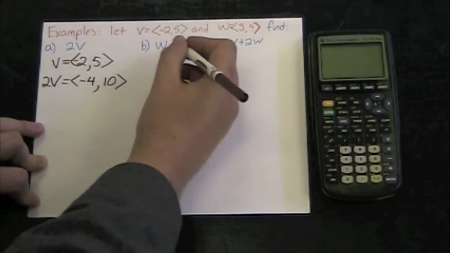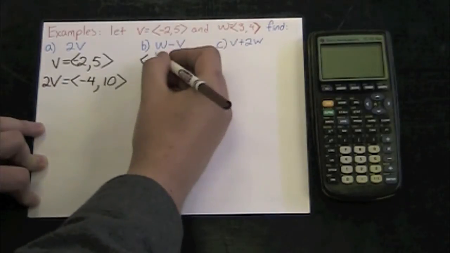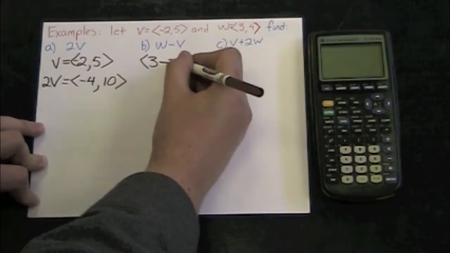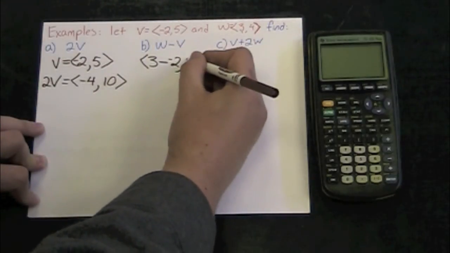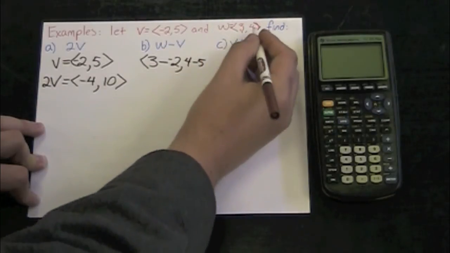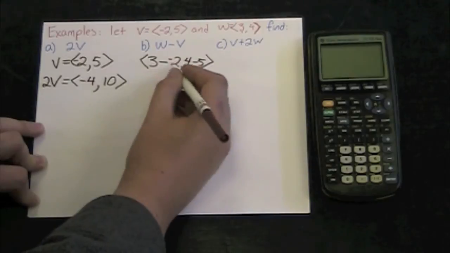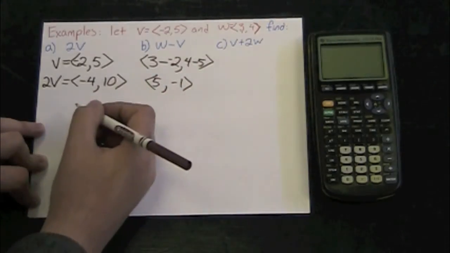If we have w minus v, all I'm doing is taking my components and subtracting them. So 3 minus negative 2, x minus x, and 4 minus 5, y minus y, which is going to lead me to 5, negative 1.